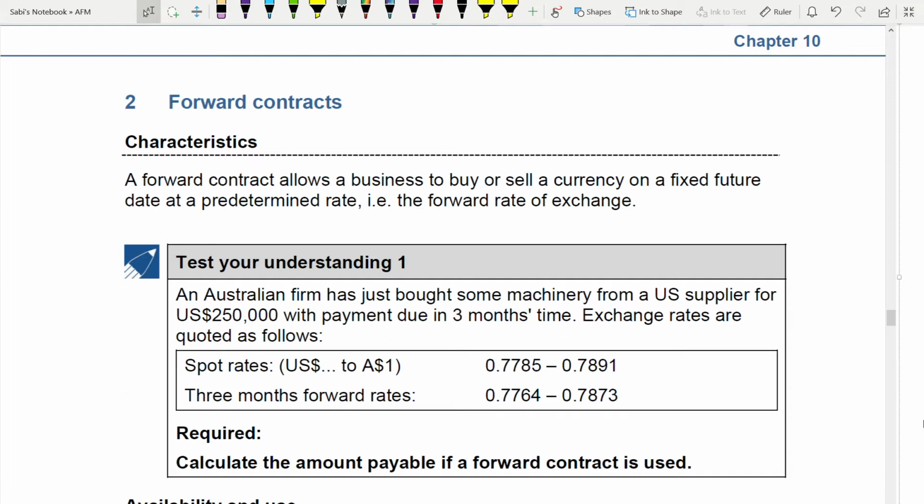Because with one question you will be able to understand how forward, options or future work. I don't have to pick up 10 or 20 questions to do it, because this is like a revision, as I told in the beginning. Okay, so let us start with this question, test your understanding one.